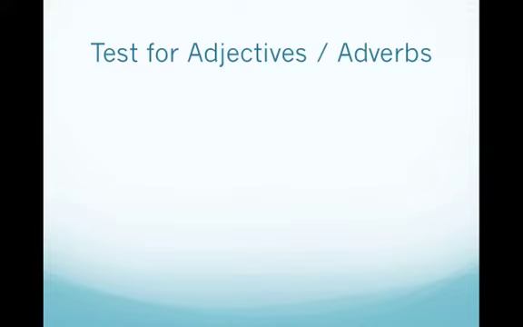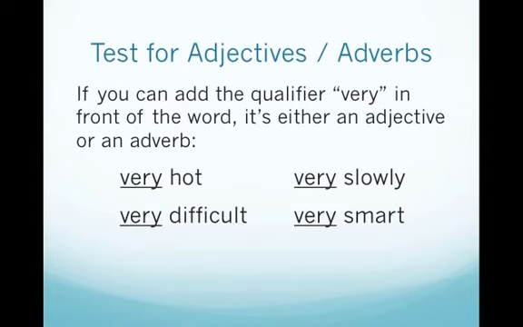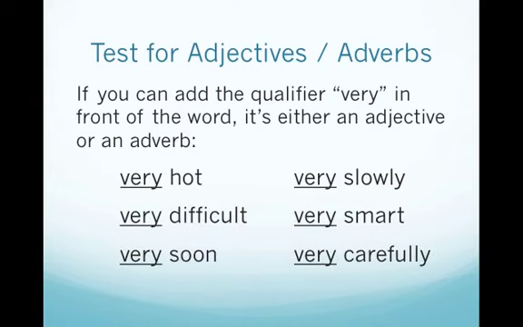Here's a test for adjectives and adverbs. If you can add this qualifier, very, in front of the word, it's either an adjective or an adverb. It won't tell you the difference between. It'll just say, hey, you don't have a noun or a verb here. Something can be very hot, adjective, or you can be moving very slowly, adverb. Something can be very difficult. Someone can be very smart. And there's one of our sneaky adverbs, very soon. You might want to proceed very carefully.